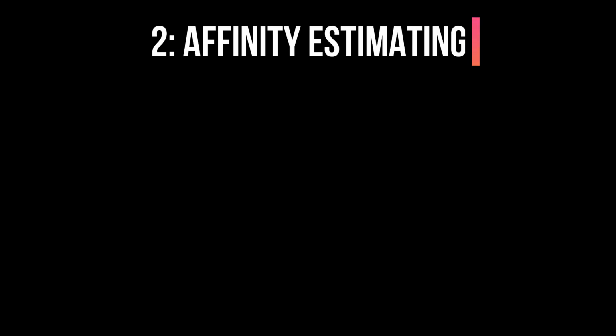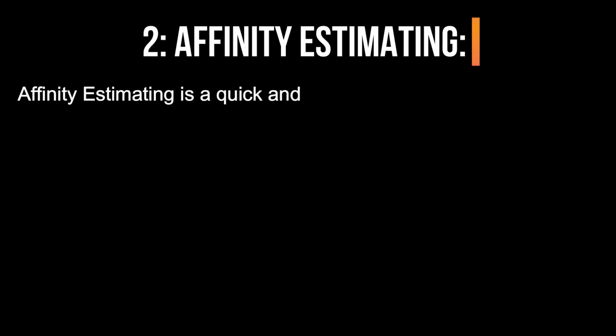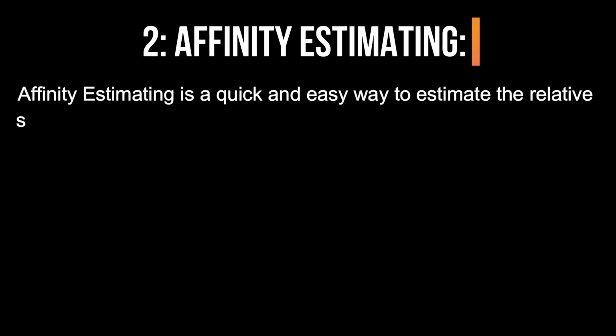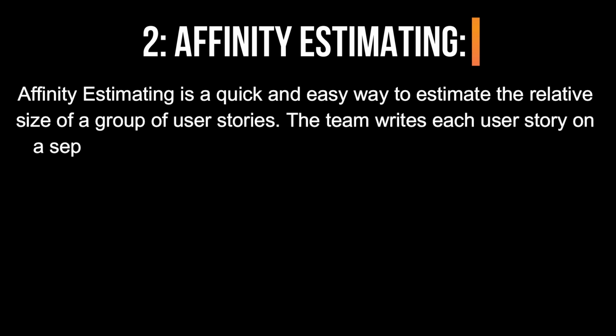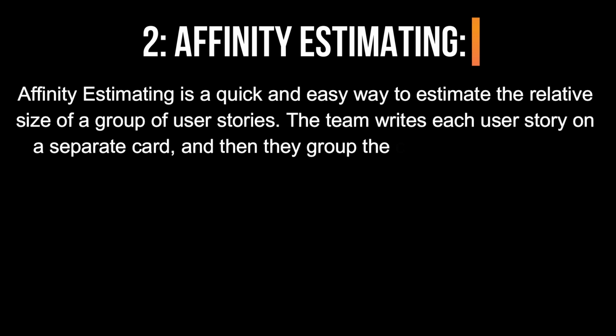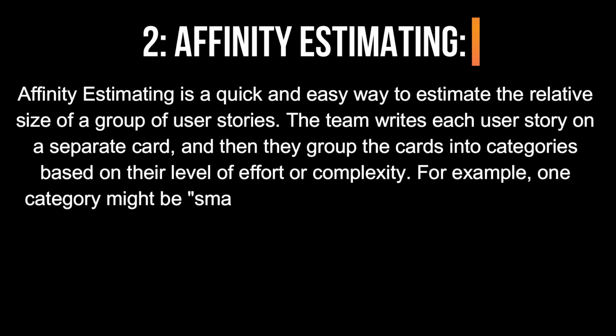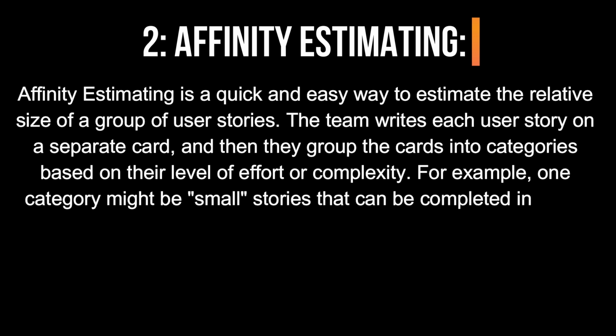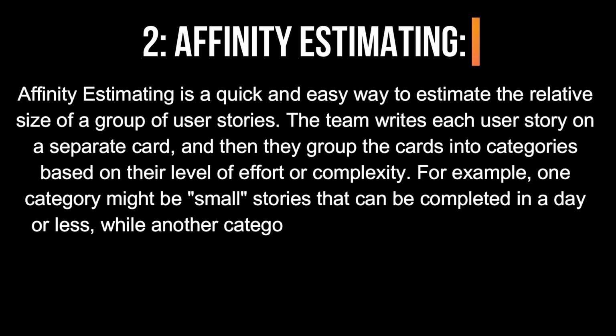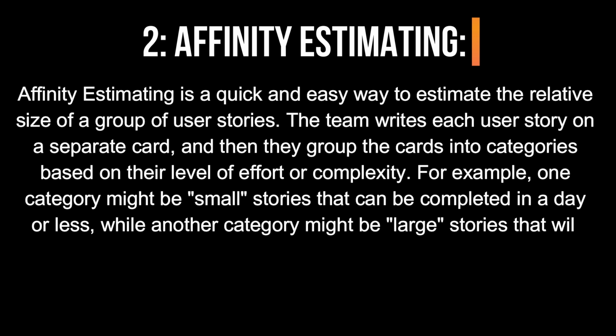2. Affinity estimating. Affinity estimating is a quick and easy way to estimate the relative size of a group of user stories. The team writes each user story on a separate card, and then they group the cards into categories based on their level of effort or complexity. For example, one category might be small stories that can be completed in a day or less, while another category might be large stories that will take several days to complete.